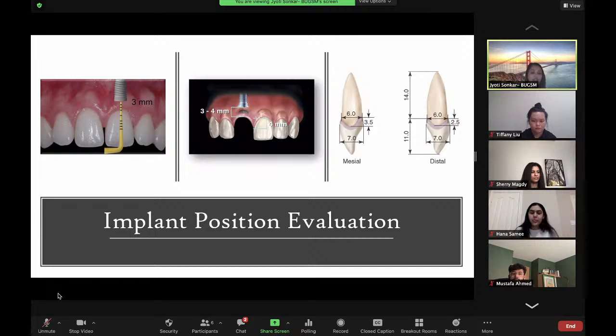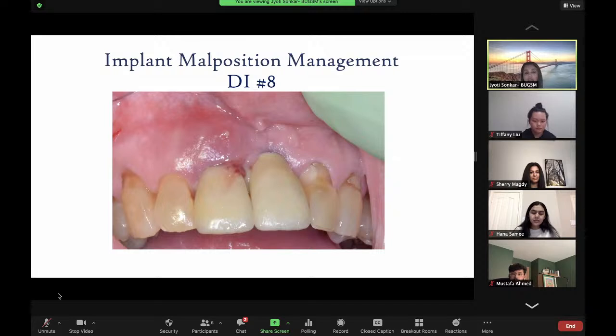Maybe you can come back and take a look at the slides, and it might just help you understand some of the concepts better. So let's take a look at what happens when you don't respect that, when you don't place an implant at least 3 to 4 millimeters away from the gum line.